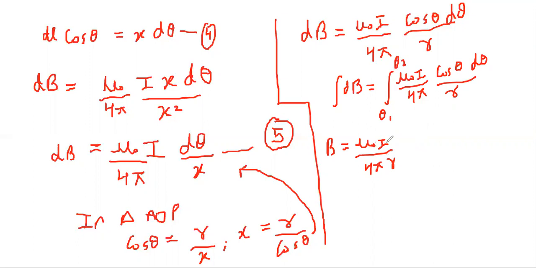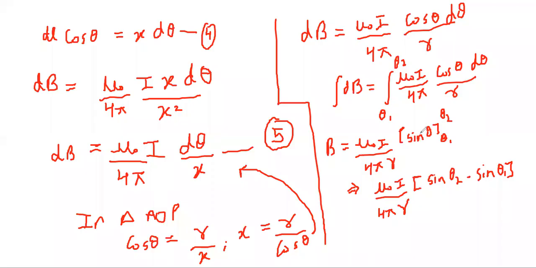So mu naught I by 4 pi r, sin theta from theta 1 to theta 2. On doing integration, you get sin theta, theta 1 to theta 2, upper limit minus lower limit. That is mu naught I by 4 pi r, sin theta 2 minus sin theta 1. Now for the first case, that is finite, if the conductor is finite, you need to put the values of theta 1 and theta 2.